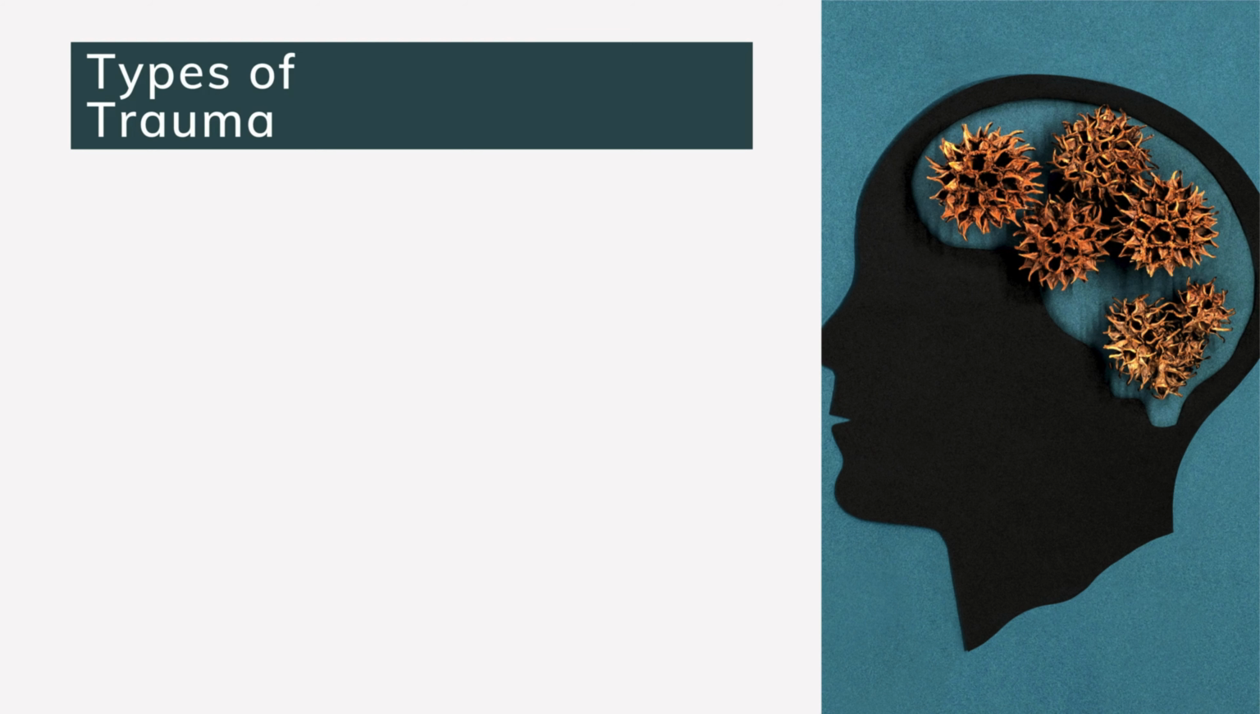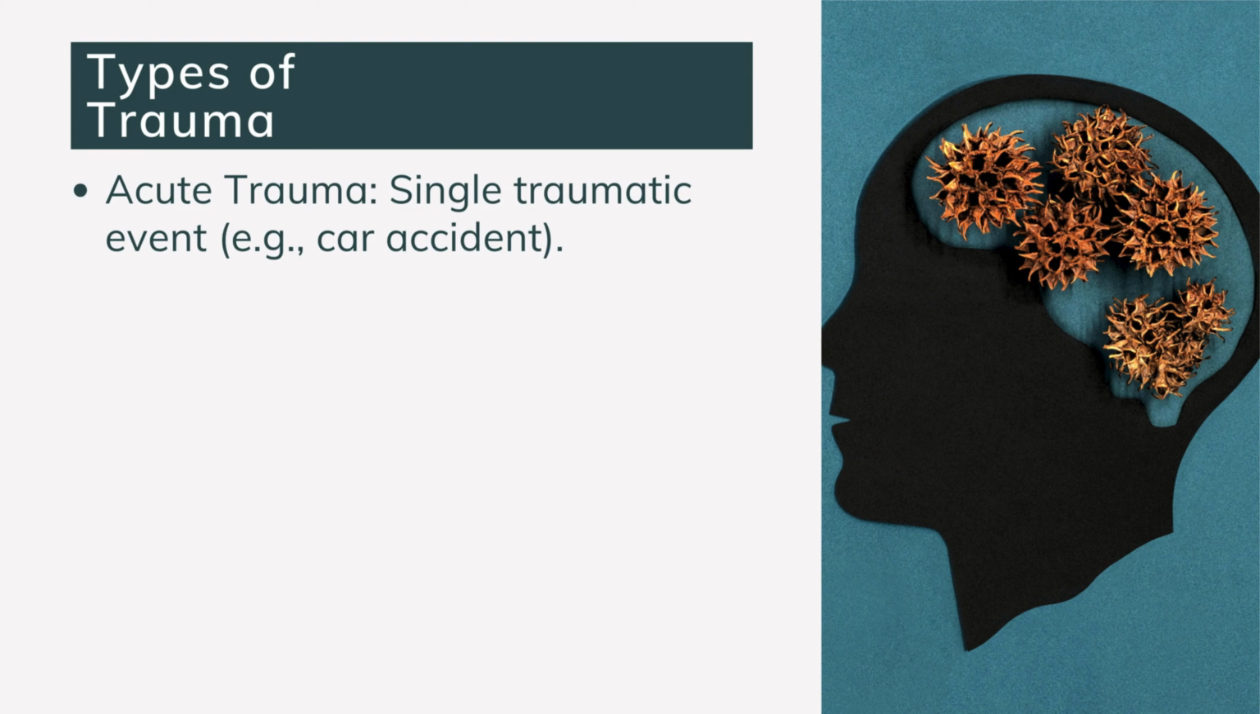There are three main types of trauma. One, we have acute trauma. This results from a single traumatic event. An example is a person who experiences a home invasion and afterward feels anxious about being alone.